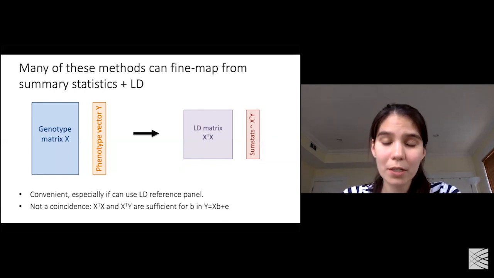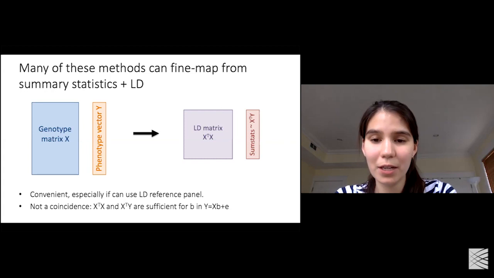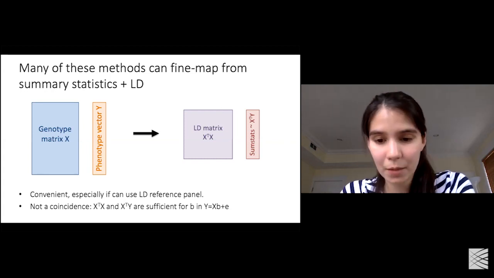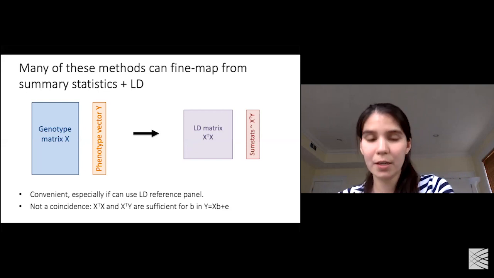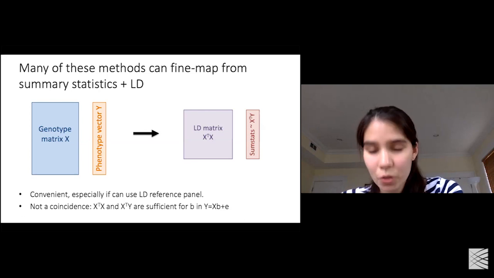Although here, the only guarantee is if you have the actual X transpose X from your entire genotype matrix. So this is full in-sample exact LD. And of course, it doesn't apply to logistic regression or things like that. And so the statistical guarantees come from in-sample LD.